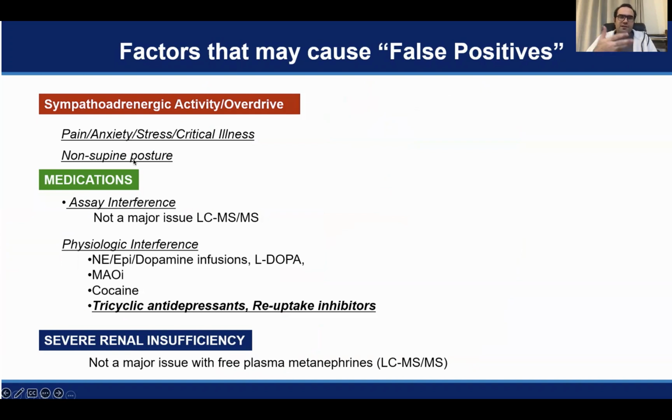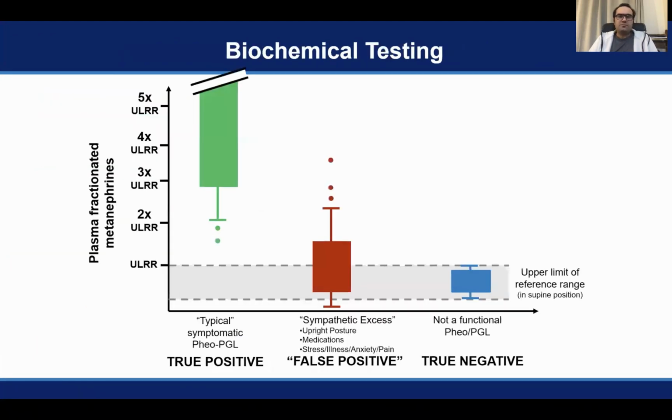This can result in increased catecholamines. Medications, either by assay interference, which is not a major issue when we use the modern assays, or by physiologic interference. We saw that physiologic interference is by many drugs like norepinephrine, epinephrine, dopamine infusions in a critical illness patient, or if there is a tricyclic antidepressant used or reuptake inhibitors used, cocaine or monoamine oxidase inhibitor. Severe renal insufficiency is also not a major issue when we use free plasma metanephrines.